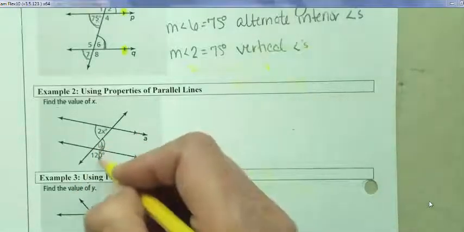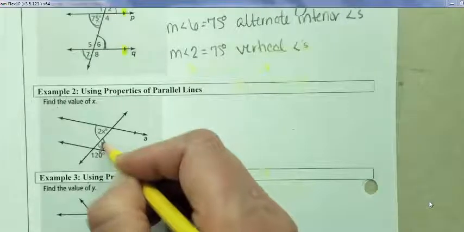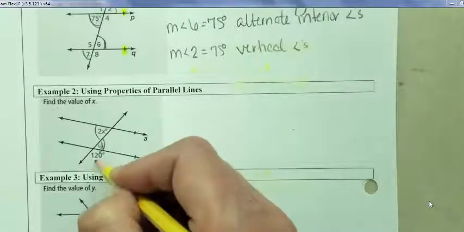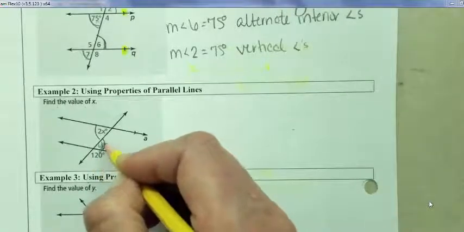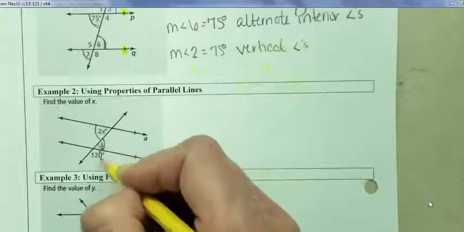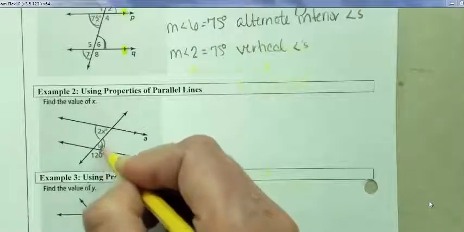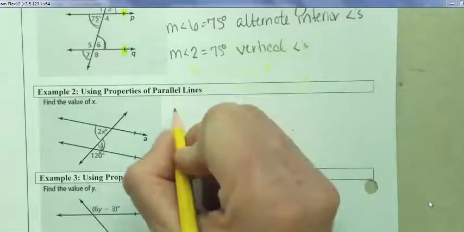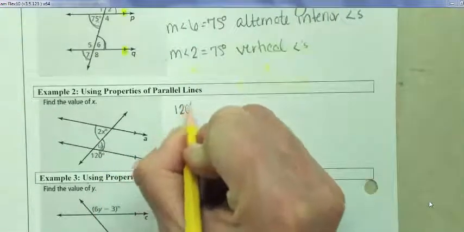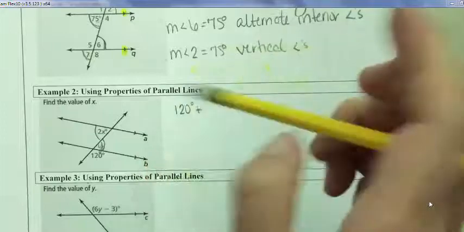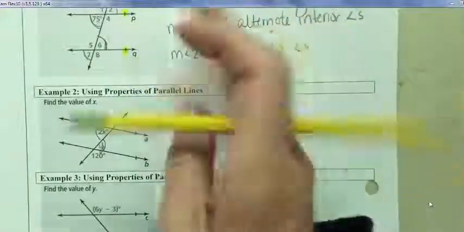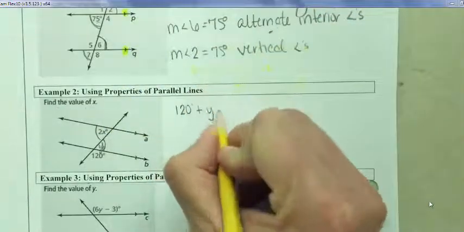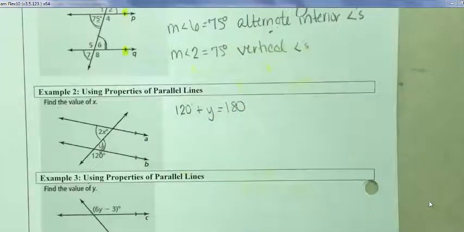Well, what do I know about 120 degrees and y? What do they form? Well, 120 degrees and this angle y form a linear pair. So together, they add up to, that's right, 180, right? So I know that 120 degrees plus, and I'm not going to use the degree symbol right here because we might think it's a 0, plus y equals 180.